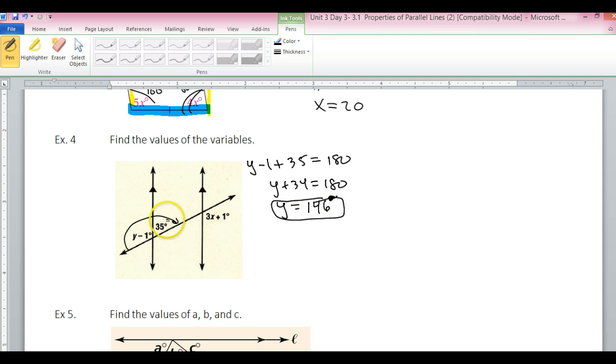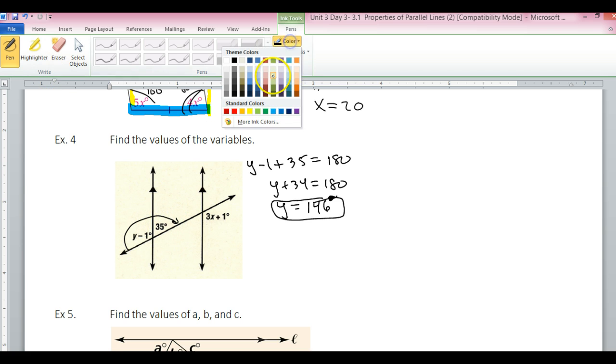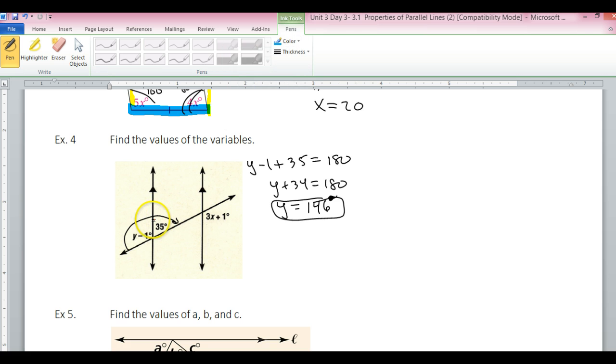Now to find x is a little more challenging. There's two ways to do it. One, I know right away that if this angle here is 35 degrees, then I could potentially find any angle I want. I know these have to add up to 180, so this would be 145. This angle would be 35 degrees because these are alternate interior angles.